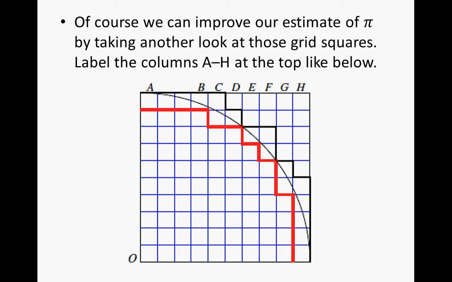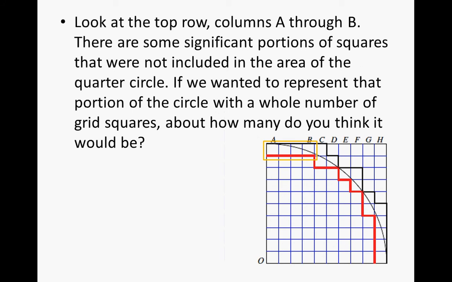So of course we can improve our estimate of pi by taking another look at those grid squares. We're going to label the columns A through H at the top like below. So go ahead and pause the video and label your columns just as it is in the square. All right, after labeling the columns, we're going to look at the top row, highlighted here in yellow. So columns A through B.